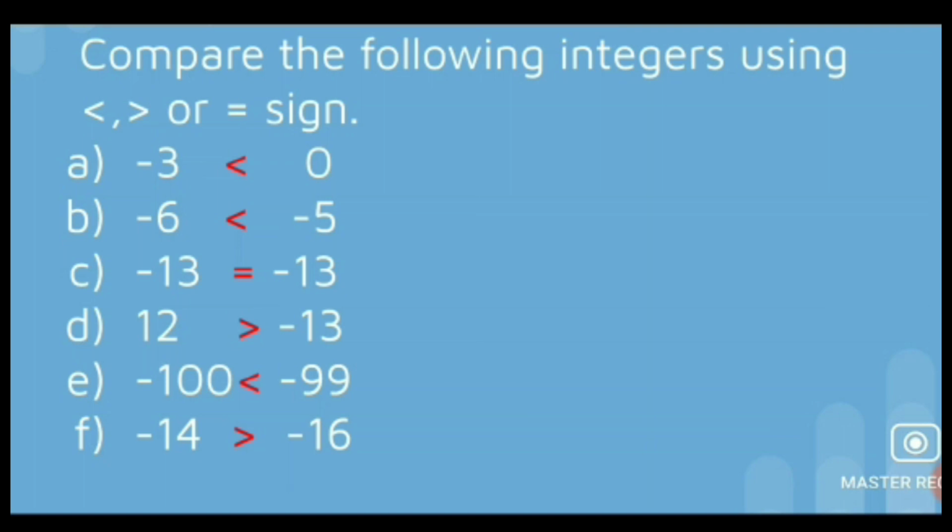Next question, minus 100 and minus 99. So minus 99 is greater. Then minus 14, minus 16, minus 14 is greater. Whenever you are putting the symbol, always that open mouth should see the greatest number, like a crocodile mouth. For example, when you are giving flesh to a crocodile, always it sees the biggest portion. So when you are inserting the symbol, that open mouth should see the biggest number.